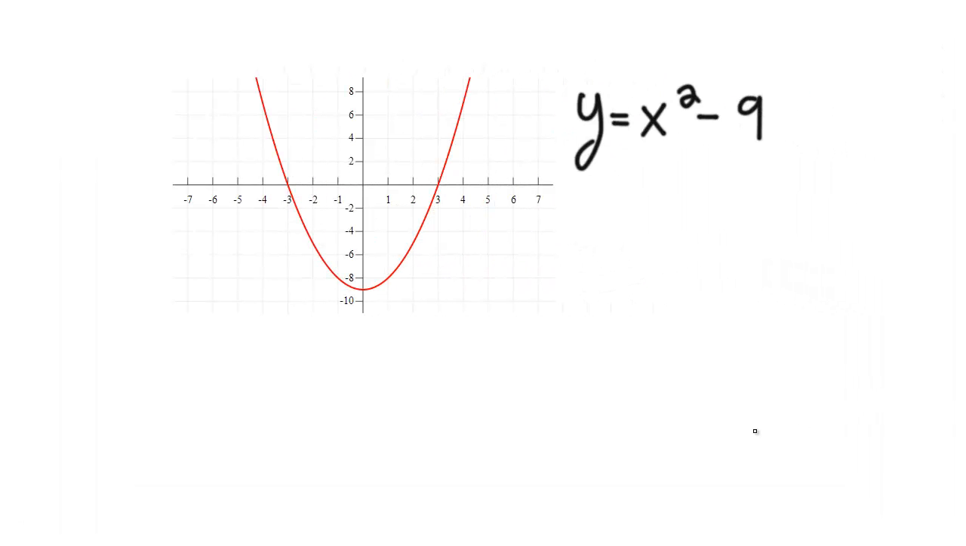Hi everyone, for this lesson I'll show you how to solve quadratic equations. So let's take a look at this example here. We have our quadratic function y equals x squared minus 9, and here's the graph of the parabola. We can look at the parabola and see where it crosses the x-axis, which in this particular case happens at -3 and 3.